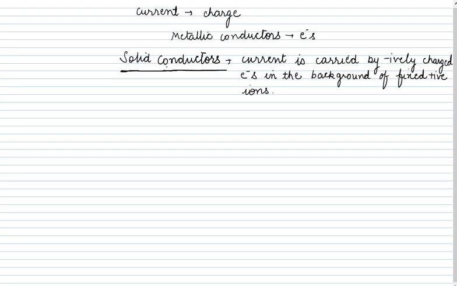So within the solid conductors, these free electrons are present, and these are the charge carriers, so they carry the current. And whenever these electrons leave any neutral atom, then what is remaining behind is always the positive ions. So in the background we have all the positive ions, and what is carrying the current is always electrons. So we can say that for solid conductors, current is basically carried by these negatively charged electrons, and this is in the background of fixed positive ions.